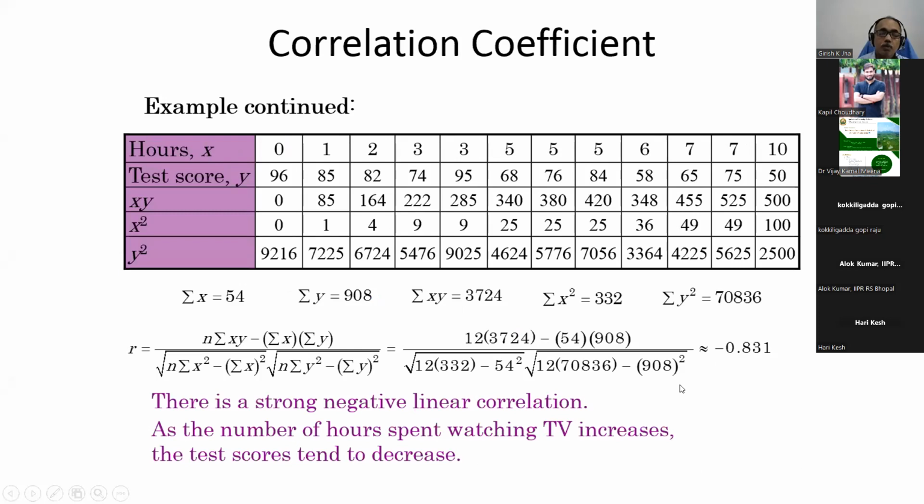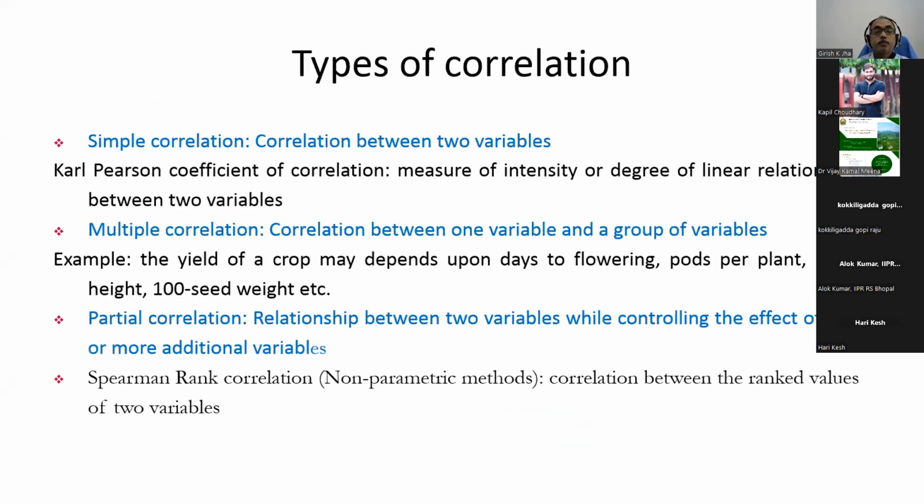So if you spend more time watching TV during weekends, and if you have a test next Monday, naturally you are expected to get a lower mark. The more time you spend watching TV, the lower the mark you will get. So this is a negative correlation. If one is increasing, the other is decreasing. That's all. So there are different types of correlation.